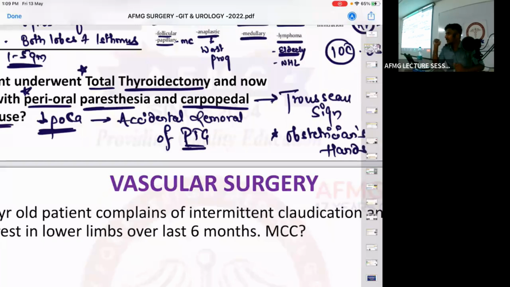So this was a question. The option was accidental removal of the parathyroid gland. It is the cause of hypocalcemia post total thyroidectomy surgery. Along with that, if I tap on the facial nerve distribution, the patient will have a grimace, and that is what is known as the Chvostek sign. That can also be elicited.